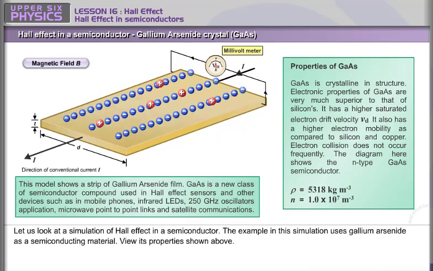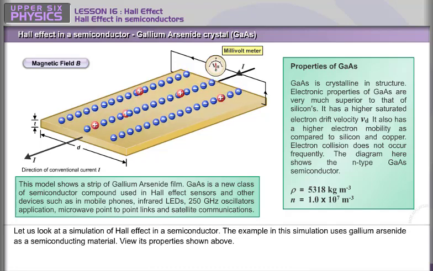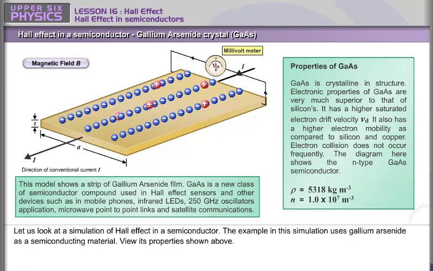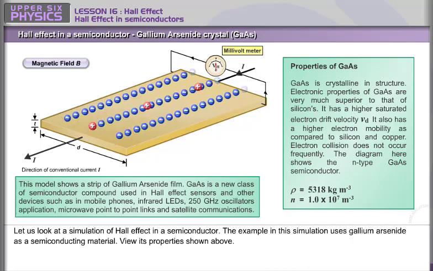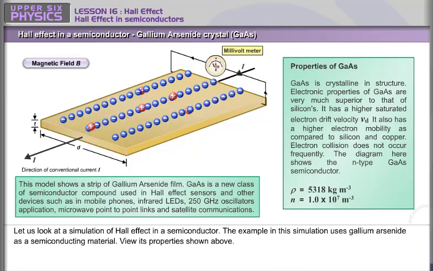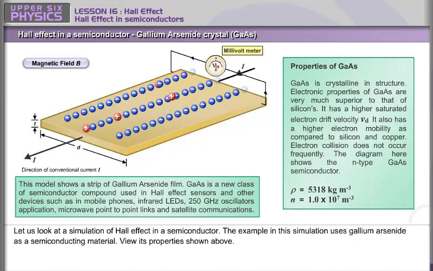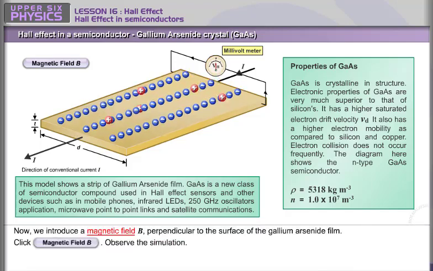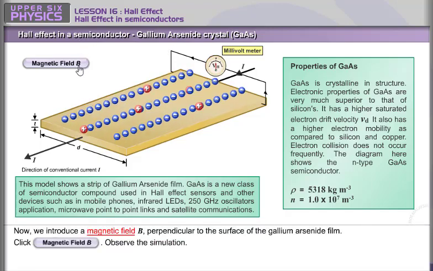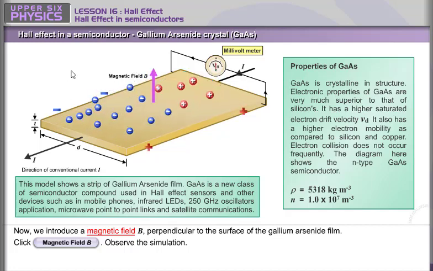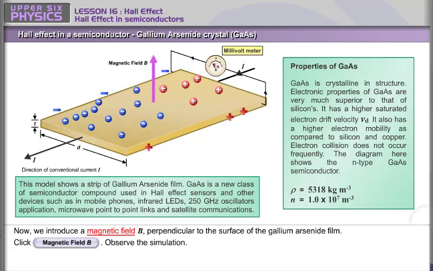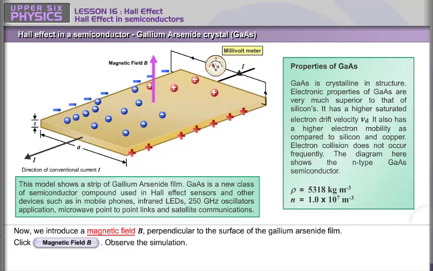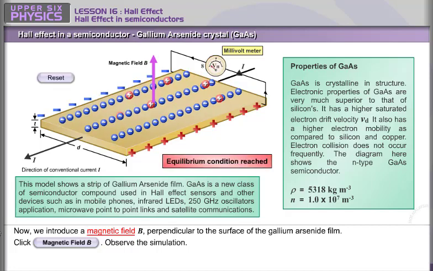Let us look at a simulation of Hall effect in a semiconductor. The example in this simulation uses gallium arsenide as a semiconducting material. View its properties shown above. Now we introduce a magnetic field B perpendicular to the surface of the gallium arsenide film. Click the Magnetic Field B button. Observe the simulation.